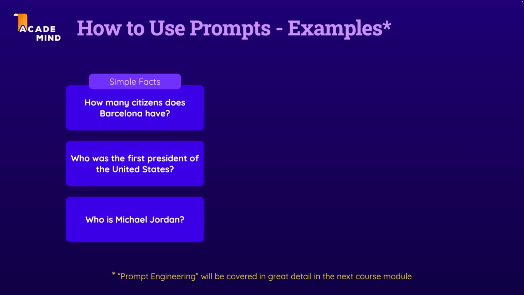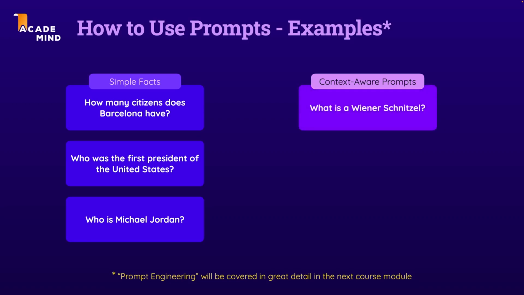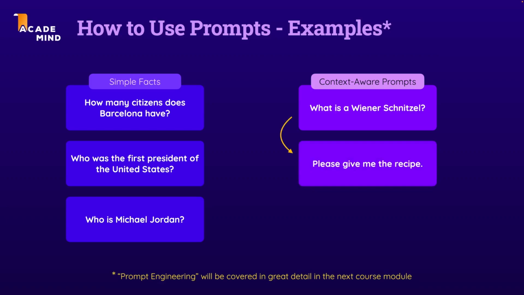ChatGPT is context aware. This means it remembers, let's call it remembers, the topics discussed in a specific chat. Therefore, we can also write prompts assuming that ChatGPT is aware of what was discussed earlier in this chat. Let's say we ask ChatGPT what a Wiener Schnitzel is. In case you don't know about it, a Wiener Schnitzel is a very delicious Austrian food. Then we would get an answer, and then we could ask, please give me the recipe.